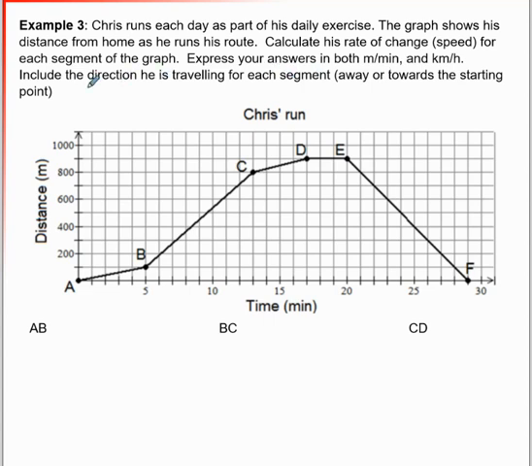Express the answers right. Include the direction he is traveling. So we're going to make positive being away and towards being away. Now, there is actually a way that we can do kilometers per hour as a conversion. Okay, this to this conversion.